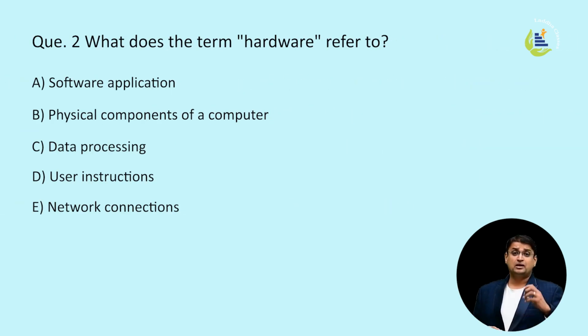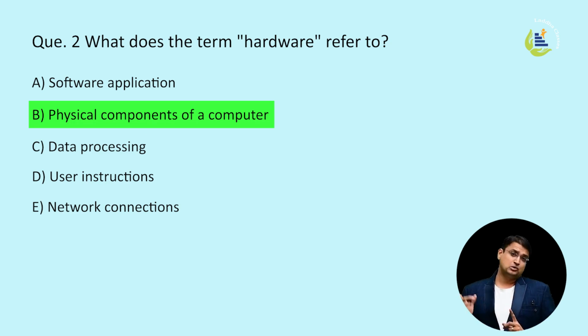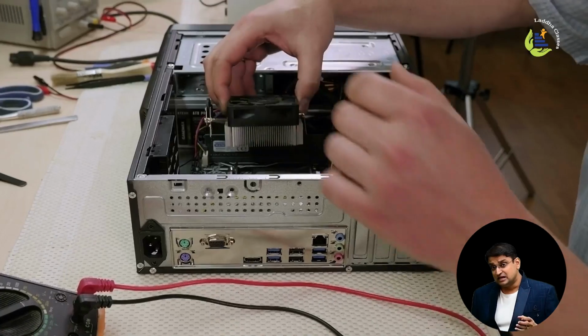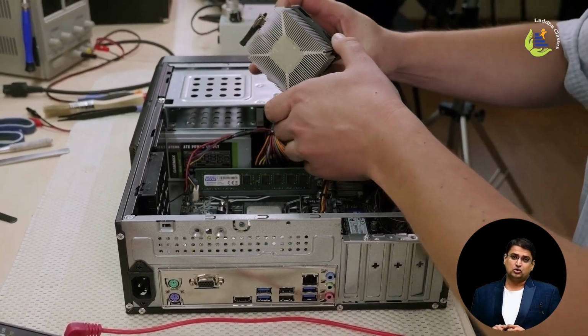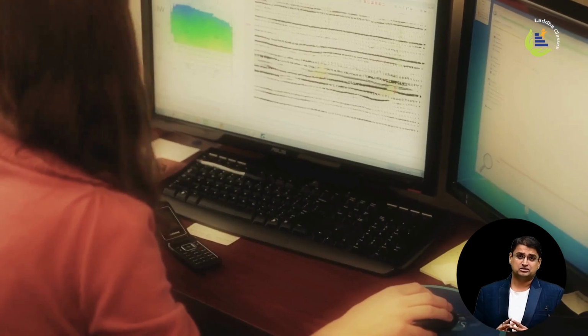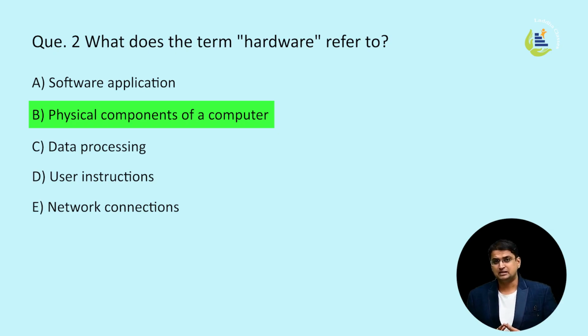Question 2. What does the term hardware refer to? Options are software application, physical components of a computer, data processing, user instructions, network connections. Correct answer option is B, physical components of a computer. Because hardware refers to the physical parts of the computer like the motherboard, CPU, and peripherals. Software, data processing, and network connections are not physical components.